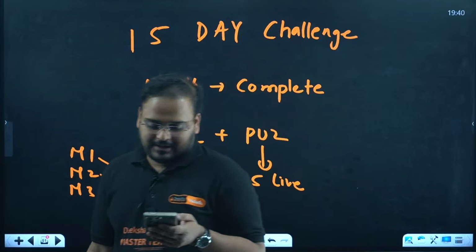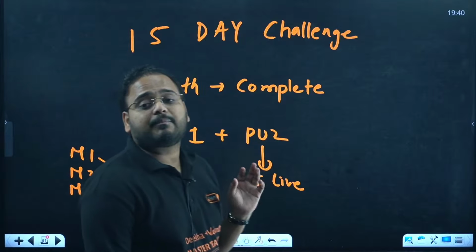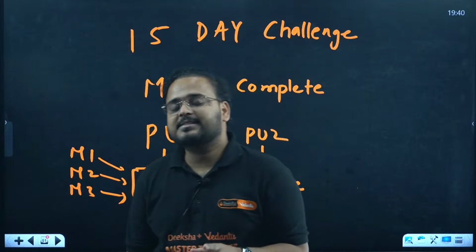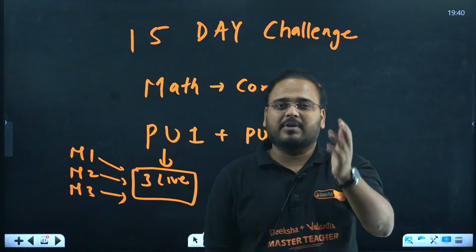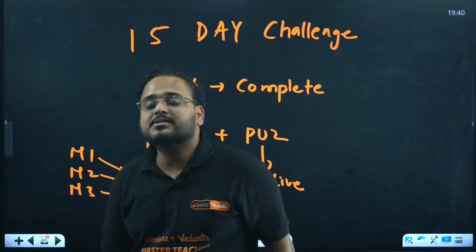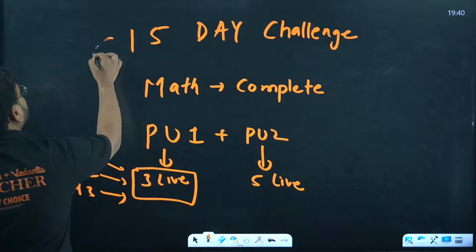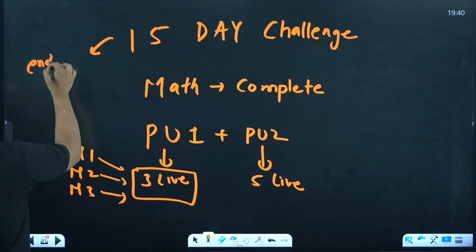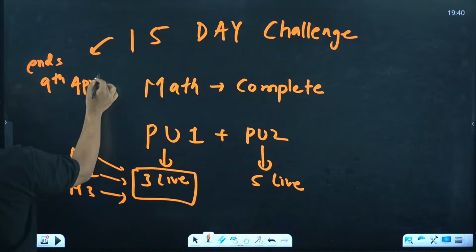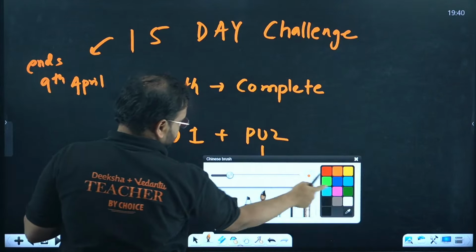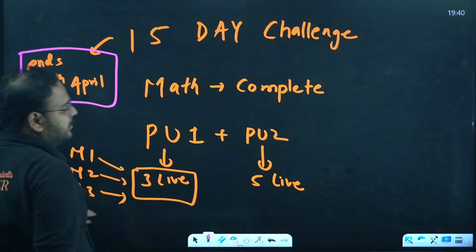So we have covered every bit of it. I have skipped a chapter in PU1 which is called statistics. Do not worry about it. It's a simple chapter. Straightforward formula-based questions are coming on mean, standard deviation and variance. We'll take those up in our marathon sessions. So this 15-day challenge ends on 9th April. This is the end of the 15-day challenge.